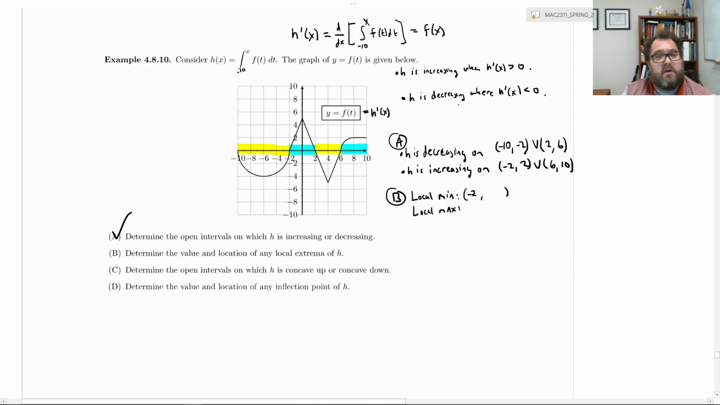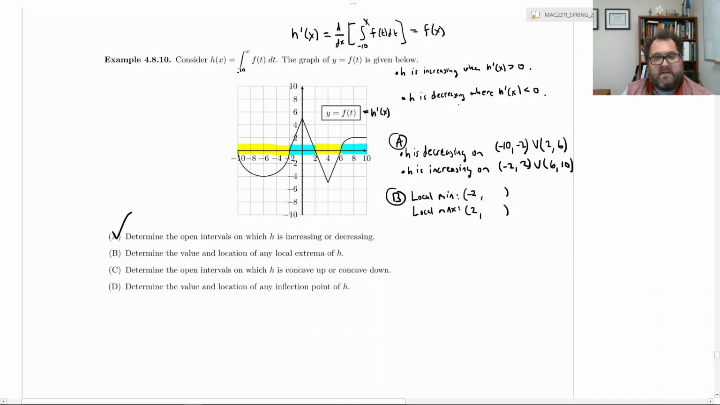What about at +2? At +2, we change from the graph being above the x-axis, and this is the graph of the derivative, so the derivative changes from positive to being below the x-axis, negative, and so that's going to give us a local max. So at +2 comma something, we have a local max.